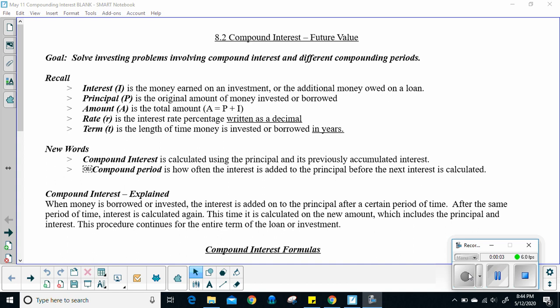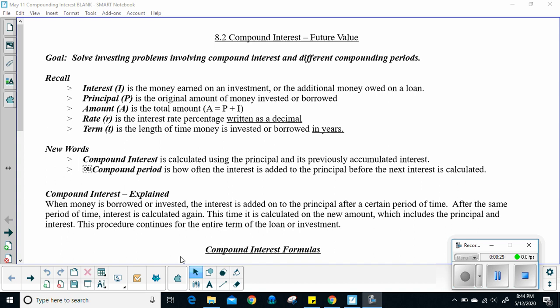Today we're going to look at compound interest, and we're just going to look at solving for future value. So now that we're into the finance unit, let's make sure we know some of our words. Interest is our capital I, that's money earned or the additional money owed on a loan. So that's the cost of borrowing somebody else's money. Principal is our P, that's our original amount of money invested or borrowed. That's also called our present value. A is our final amount, that's our future value.